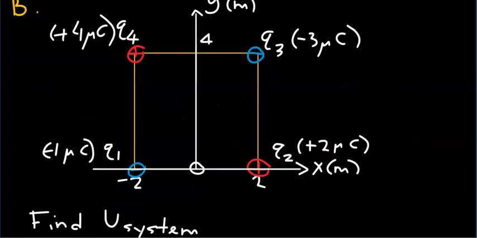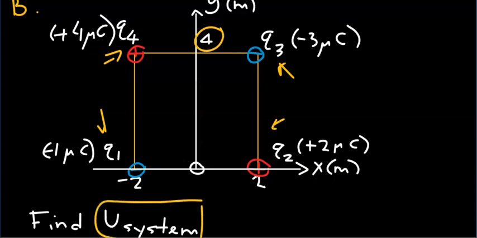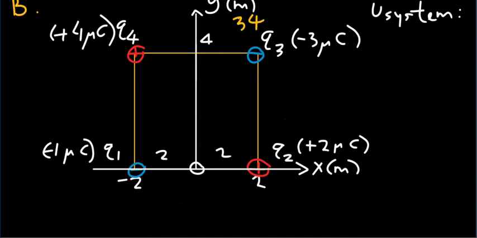Let's look at the second example. You have a system of 4 point charges, Q1, Q2, Q3, and Q4. They are all arranged on the corners of a square with a side of 4 meters. We want to determine the potential energy of this system of point charges. Now the possible pairs, there are 6 of them.